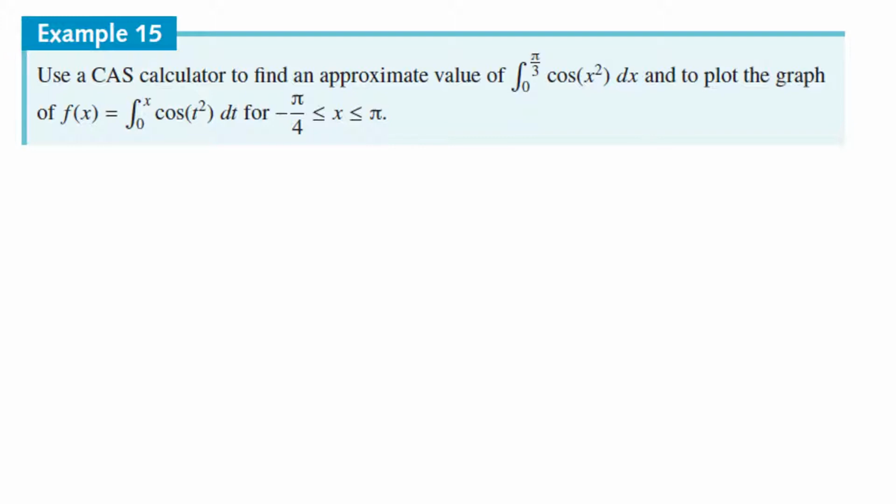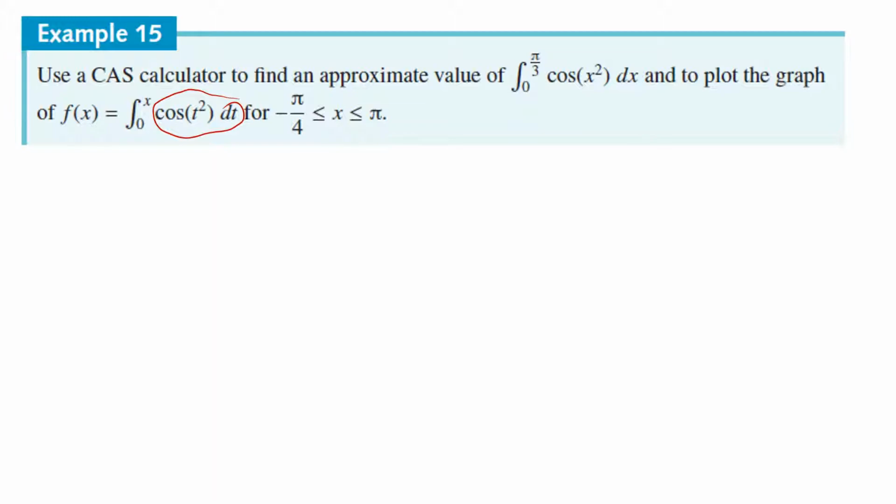All right, talk about quirky little questions, so you might enjoy this one. Use a CAS calculator to find an approximate value of the definite integral from 0 to pi on 3 of cos x squared dx, and to plot the graph of f of x equals the integral from 0 to x, using a dummy variable. Remember, if I've got a net signed area function, some initial value to the open-ended upper bound, it has to be a variable other than x. So t is the go-to. So we're talking about x taking on any value from minus pi on 4 to pi.